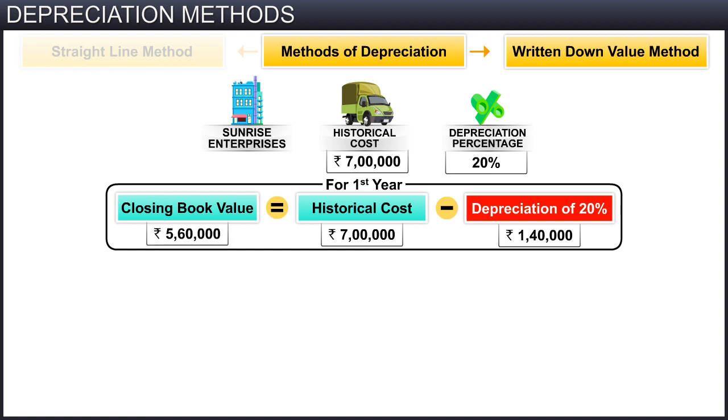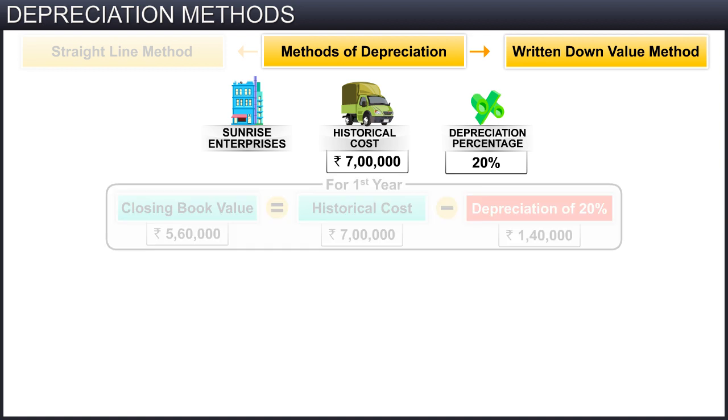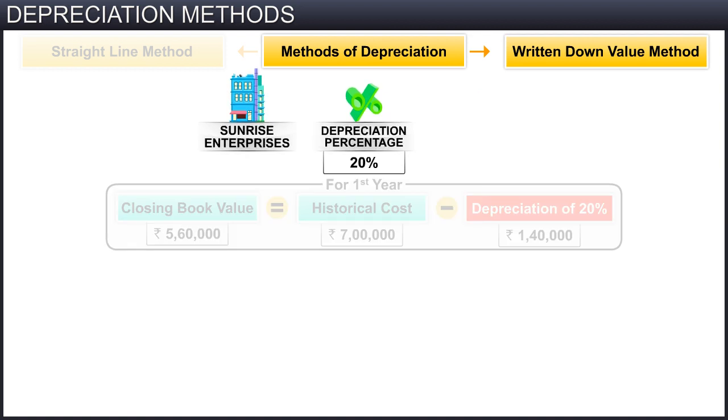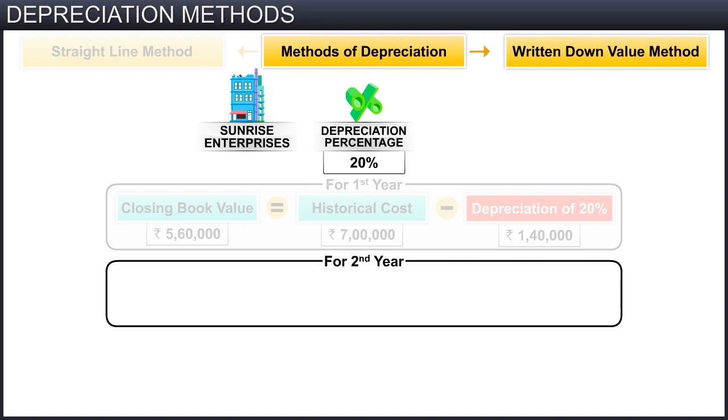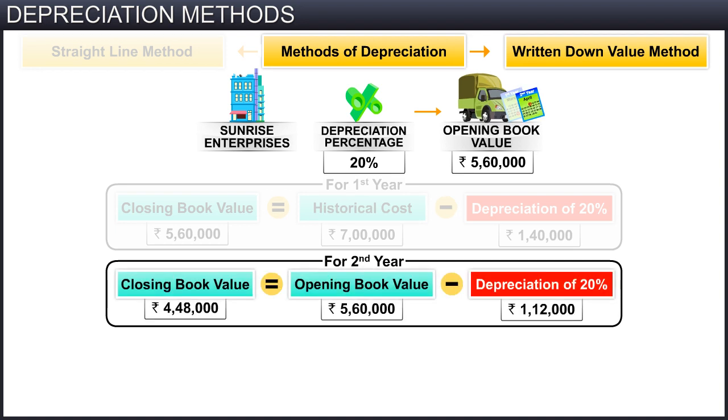Similarly, the depreciation amount for the second year will be calculated at 20% on the book or written down value at the beginning of the second year. In this case, the depreciation for the second year will therefore be 20% on the opening book value of the year, which is 5,60,000 rupees. This gives the depreciation amount of the second year as 1,12,000 rupees and the closing book value as 4,48,000 rupees.